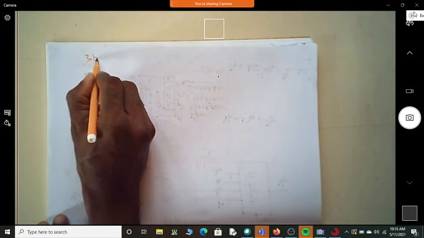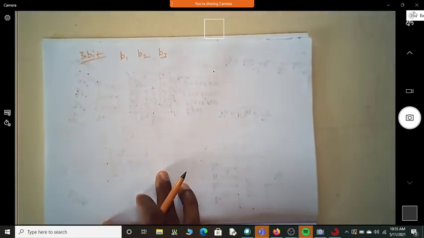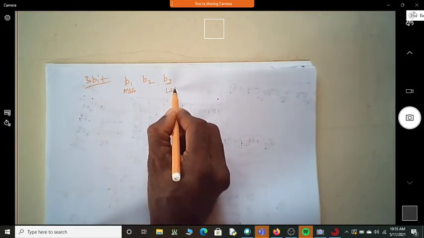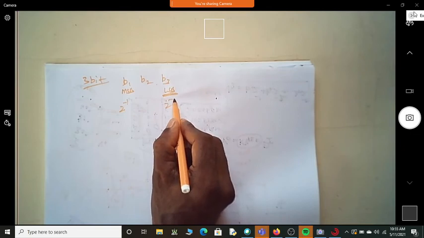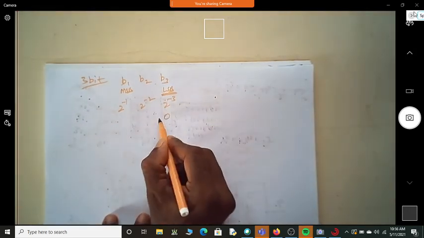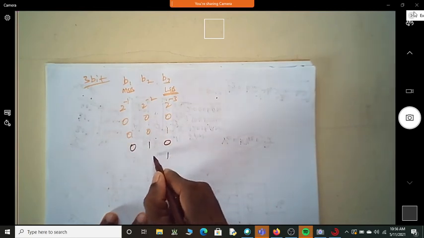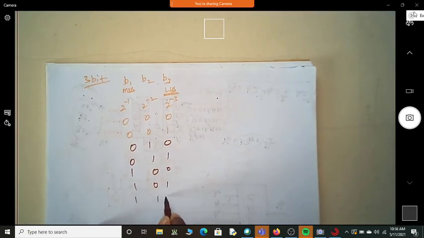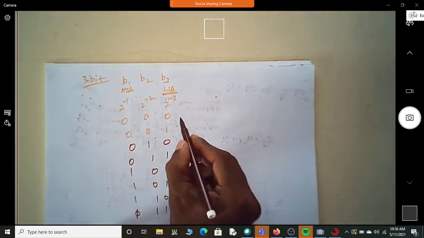Suppose you have a 3-bit binary number, B1, B2, B3. Let me call the first bit the MSB, and of course the last is the LSB. The value of the MSB is 2 power minus 1, then 2 power minus 2, and this is 2 power minus 3. How many possible values can this have? It can have 8 numbers: 0, 0, 0, then 0, 0, 1, 0, 1, 0, and so on up to 1, 1, 1.